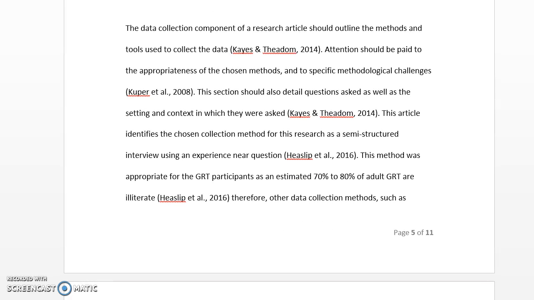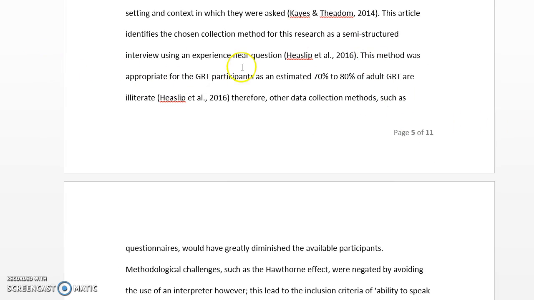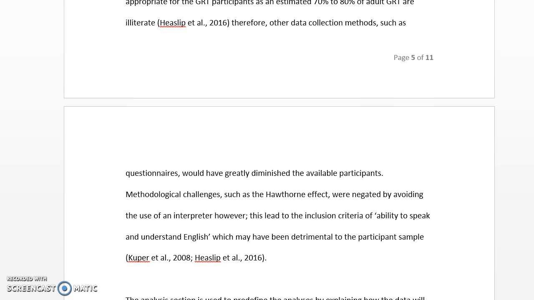Then she goes on to talk about data collection, what should be there, and identifies, so this is a really good comment, that they used semi-structured interviews. This method was appropriate for these particular participants as an estimated 70 to 80% are illiterate. So that's really important for this student to have picked up on, that the reason that interviews were valuable, and semi-structured ones were valuable, is because there's a high percentage of people who cannot read.